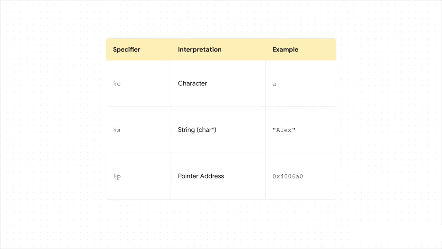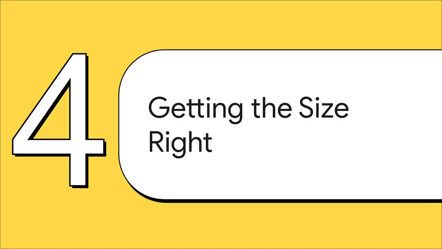Never, ever just pass your string variable as the first argument to Printf. That can lead to serious problems. And finally, there's %p, which is your best friend when you're working with pointers, because it prints out raw memory addresses.